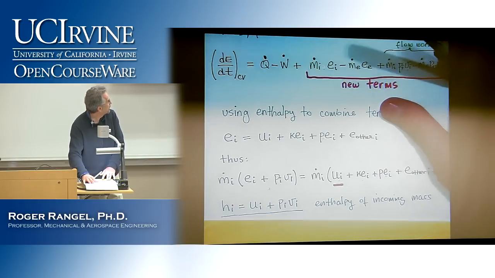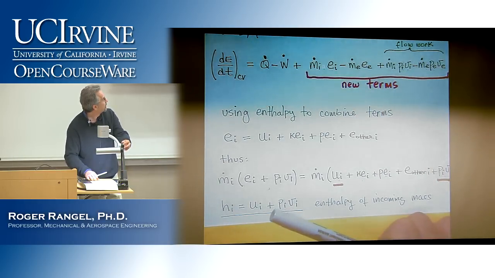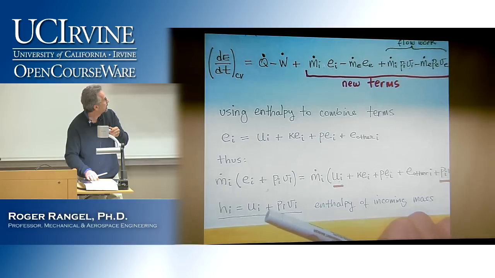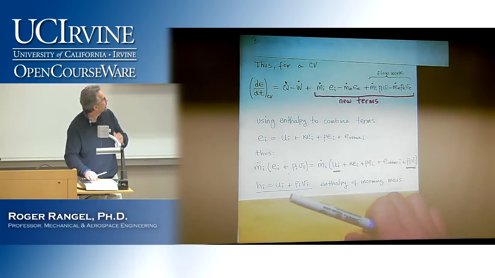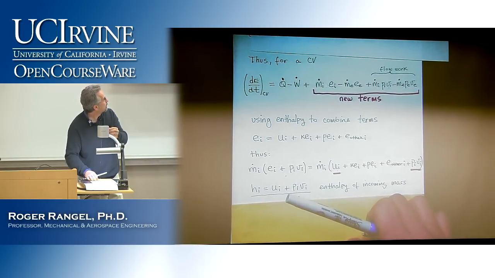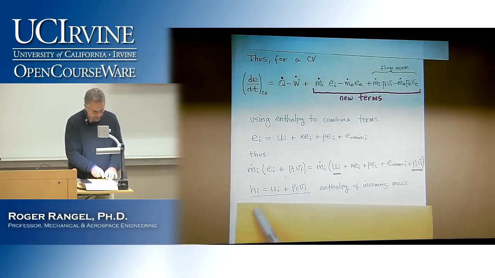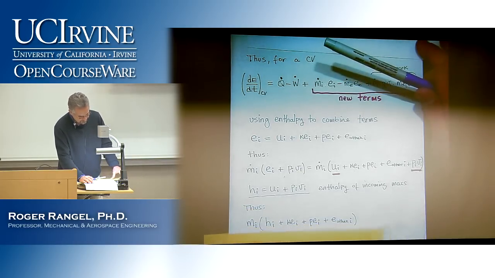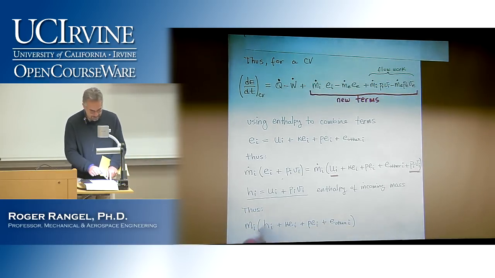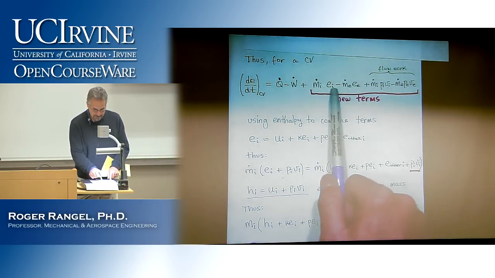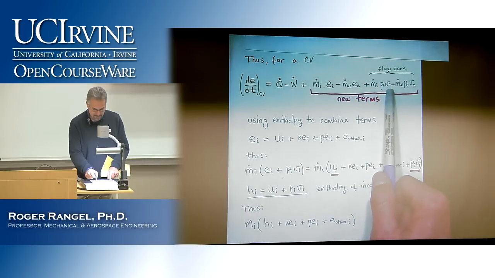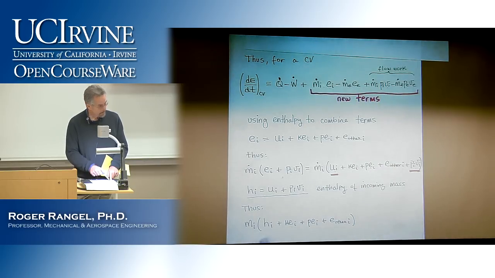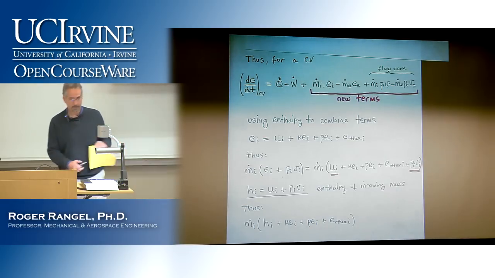So we know that enthalpy, for example, h sub i will be u sub i plus P_i v_i. That's the enthalpy of the incoming mass. So I can take those terms, m_i e_i plus m_i P_i v_i, and write it like this: enthalpy, kinetic energy, potential energy, other forms of energy.